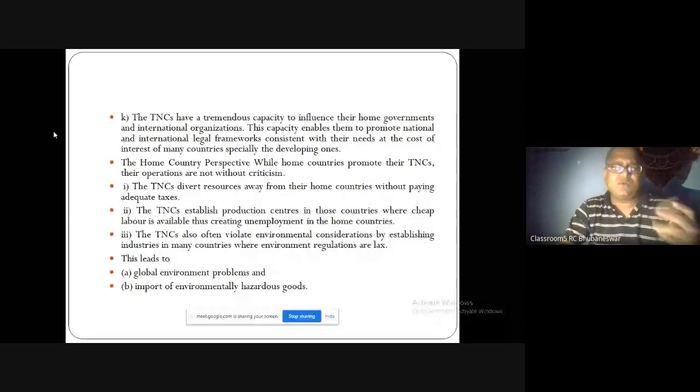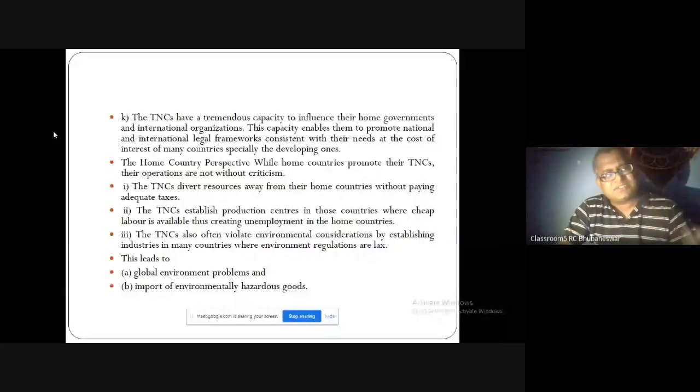The global environmental problems are also another issue. If they produce environmentally hazardous goods, that is another issue. Establishing production centers with cheap labor, or creating unemployment in the home country, is another issue. Diversion of resources is also another issue, and so is violation of environmental considerations.